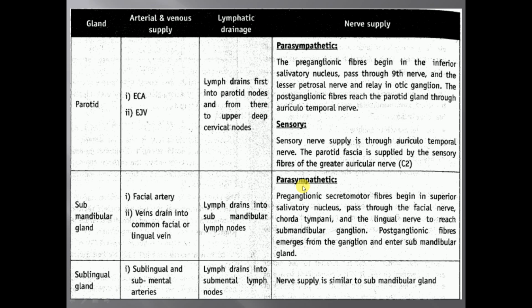Coming on to the submandibular gland, the parasympathetic: the preganglionic secretomotor fibers begin in the superior salivary nucleus, and then pass through the facial nerve, chorda tympani, and the lingual nerve to reach the submandibular ganglion. The postganglionic fibers emerge from the ganglion and enter the submandibular gland. And in the sublingual gland, the nerve supply is similar to the submandibular gland.